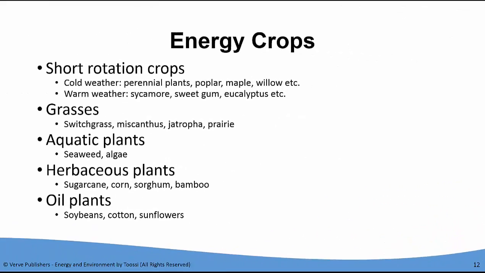resources. Energy crops can be short rotation crops that can be cultivated in cold and warm weather every few months. The grasses, plants in the water like seaweed and algae, aquatic plants, herbaceous plants, those are the sugarcane, corn, bamboo, sorghum, and the oil plants such as soybeans, cotton, sunflowers. These are all considered to be energy crops.